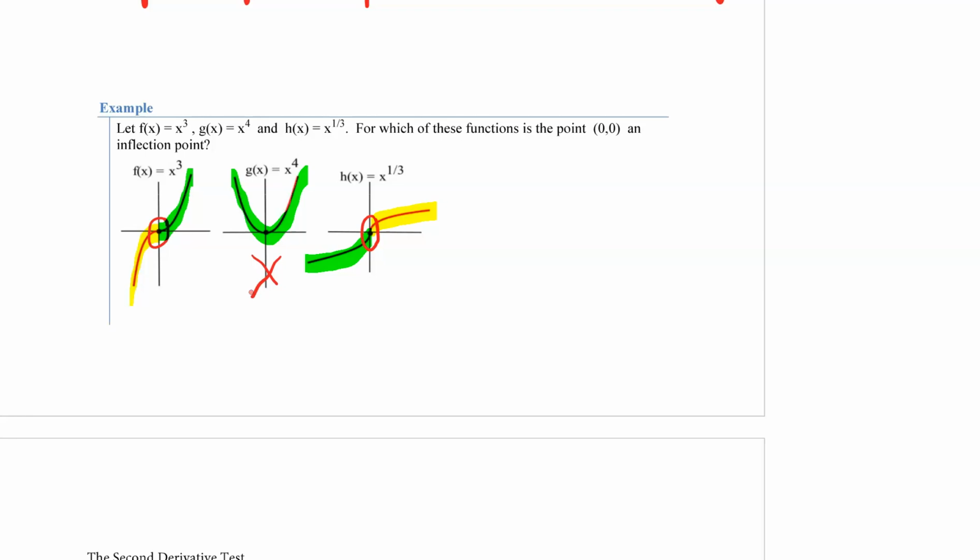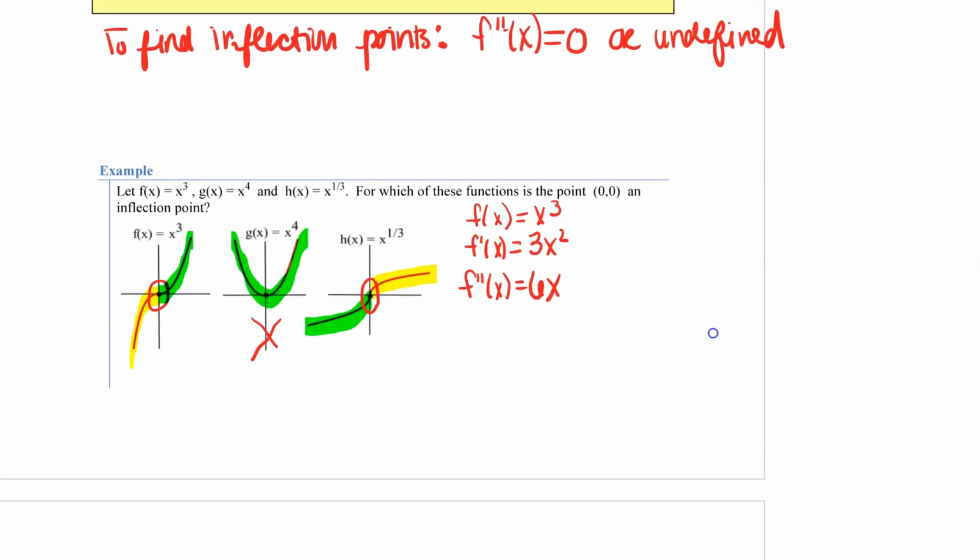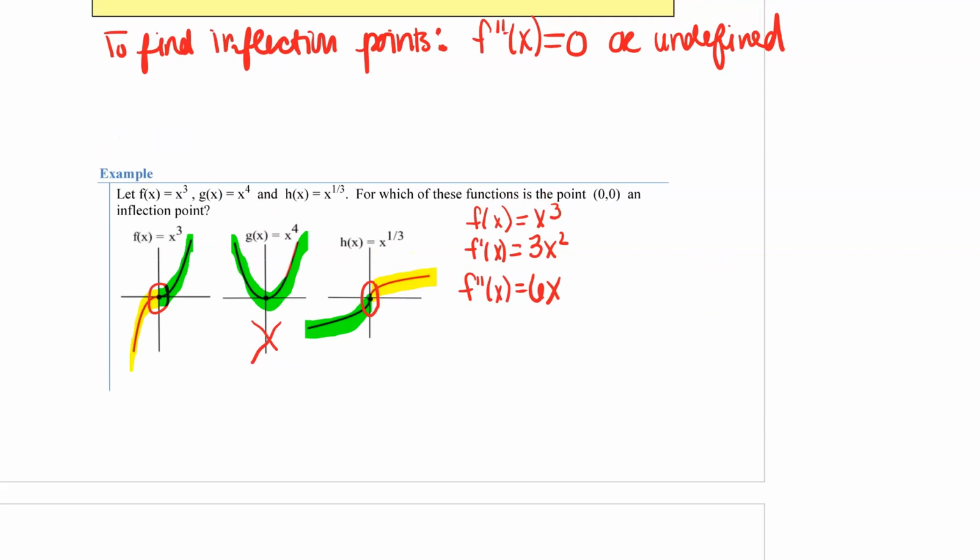But let me show you the algebra behind this while we have these graphs up here invisible. If you look at your f of x function, that's equal to x cubed. Concavity is based on your second derivative. So I'm going to take the first derivative, and that's equal to 3x squared. And I'm going to take the second derivative, and that's equal to 6x. Now I just told you to find the inflection points, that's where the second derivative is equal to 0 or undefined. So I'm going to set this equal to 0 and solve, and I get x to be 0.